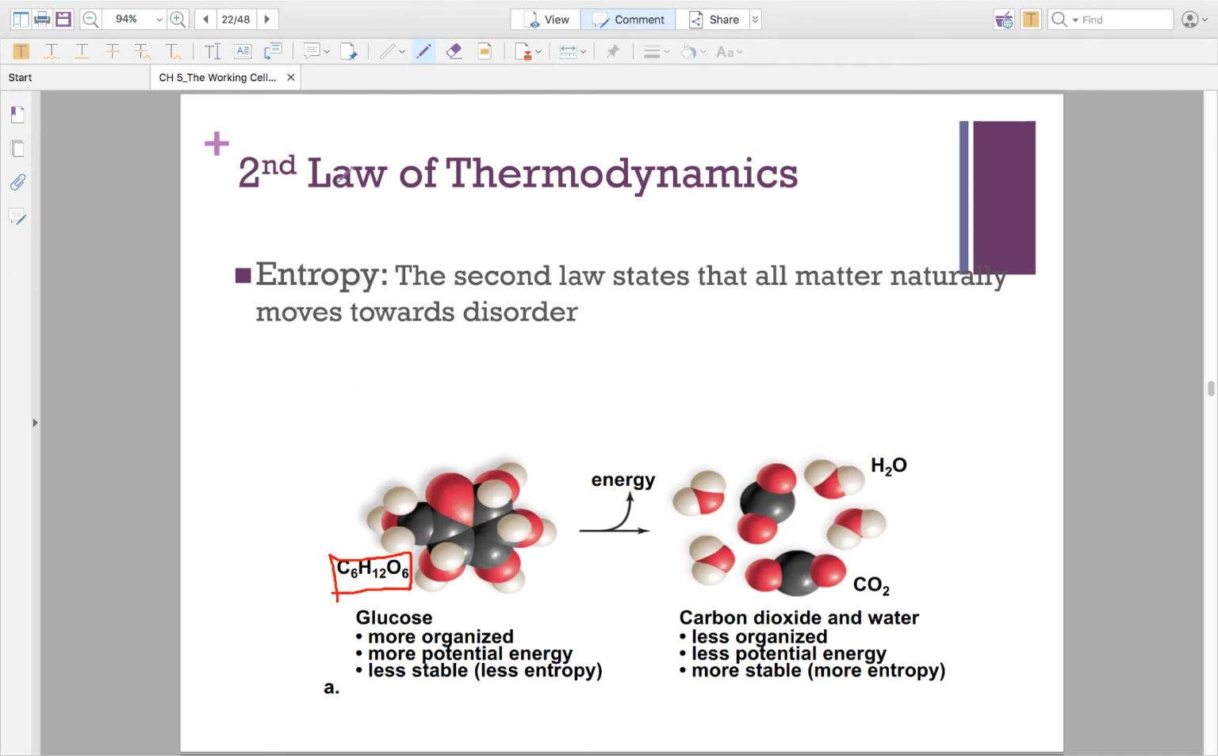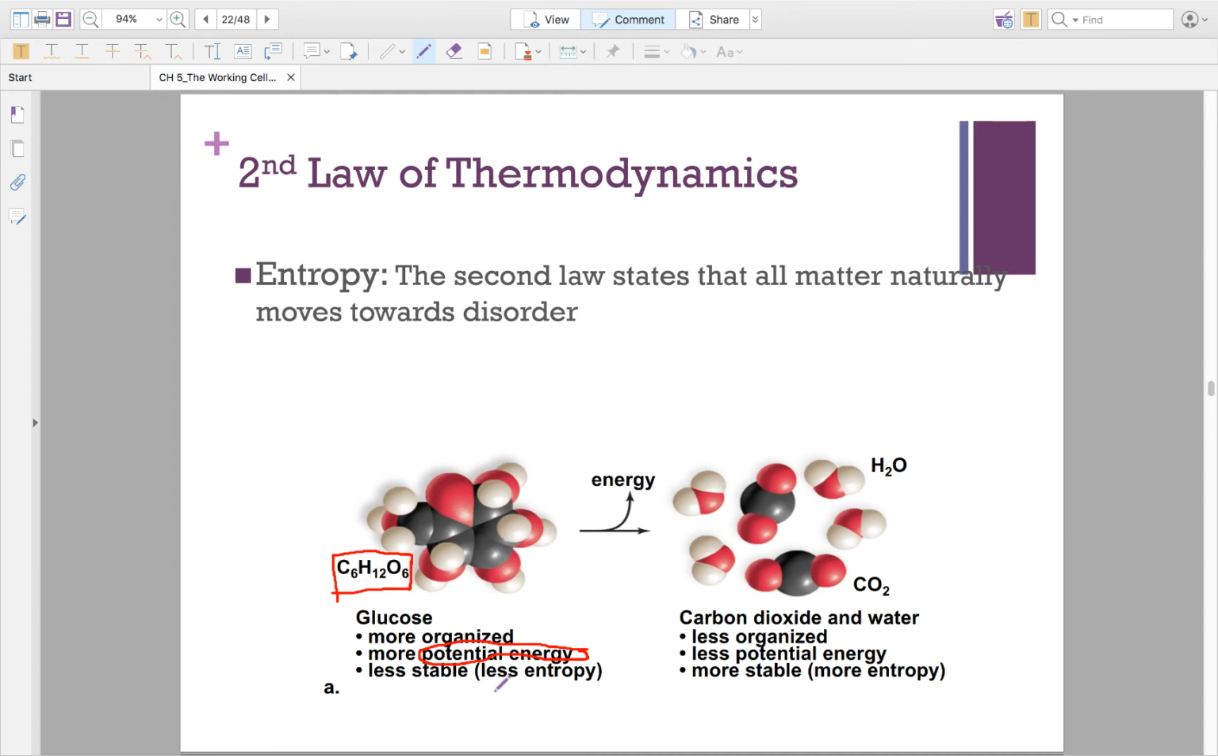This is the formula of glucose. Okay, the formula for glucose is 6 carbon, 12 hydrogen, 6 oxygen, C6H12O6, glucose. All right, this is the ball and stick model of it. Glucose is a very organized, high energy molecule. It has tons of potential energy. Okay, it has tons and tons of it.